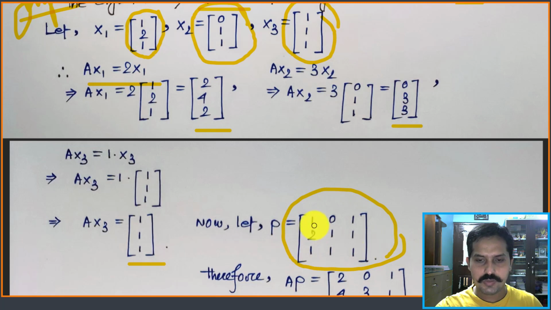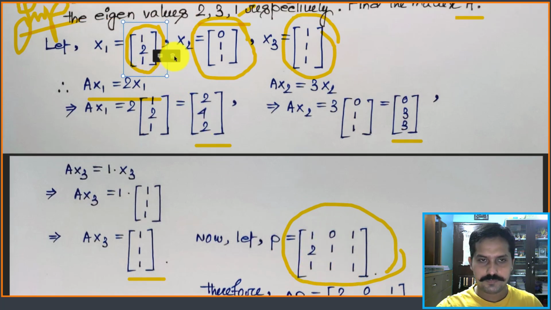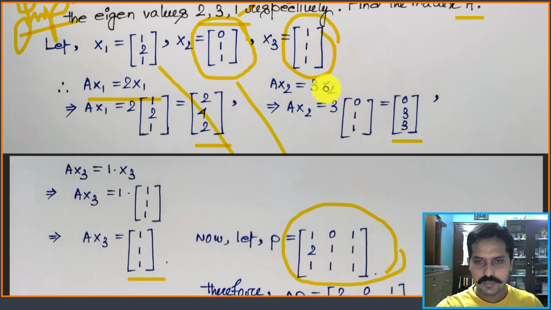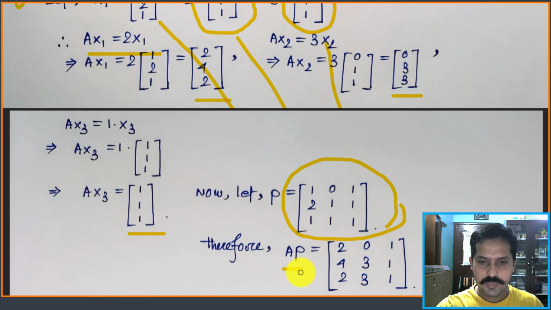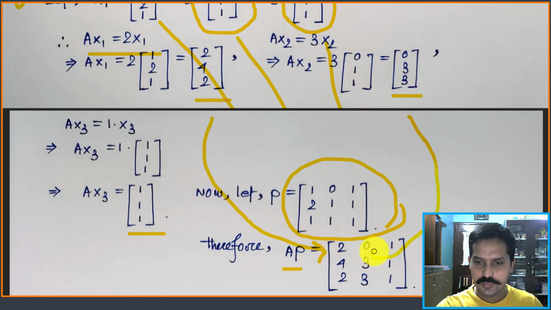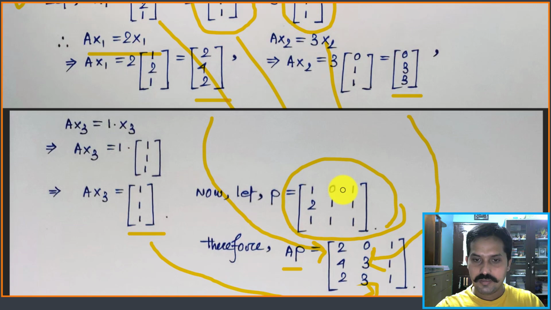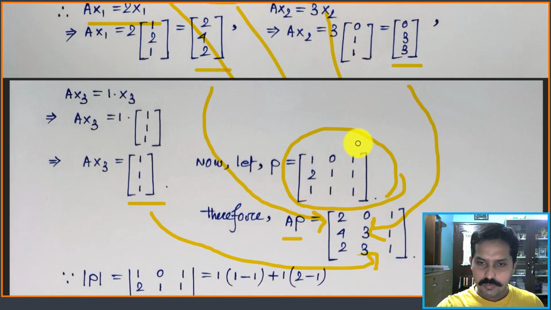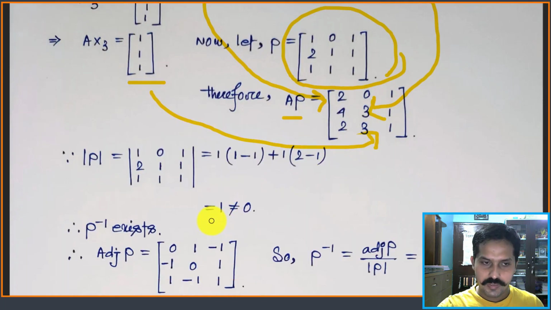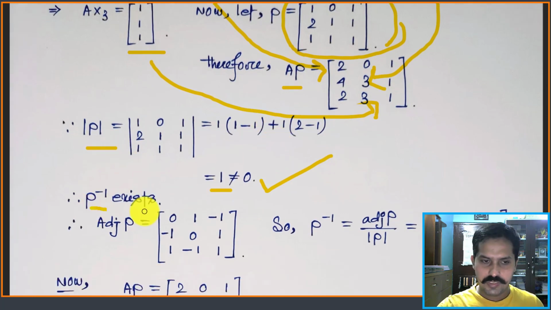Let P be the matrix with eigenvectors only. Okay, eigenvectors means this, then this, then this: (1, 2, 1), (0, 1, 1), (1, 1, 1). And we consider AP by taking (2, 4, 2), then (0, 3, 3), then (1, 1, 1). Okay, this is our AP, because these are Ax1, Ax2, Ax3 which provide us AP, and P provides us the eigenvectors. So this is AP and this is P. Then we have to show that P is a non-singular matrix. See, determinant P is 1, which is not equal to 0, therefore matrix P is non-singular. Therefore definitely P inverse exists.